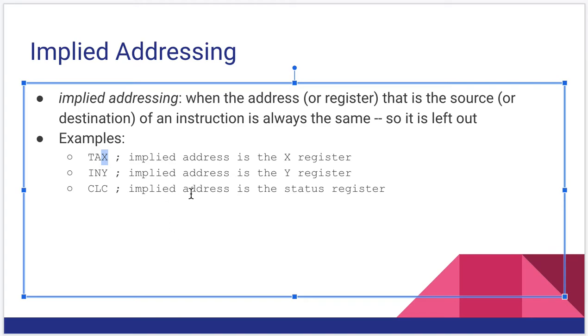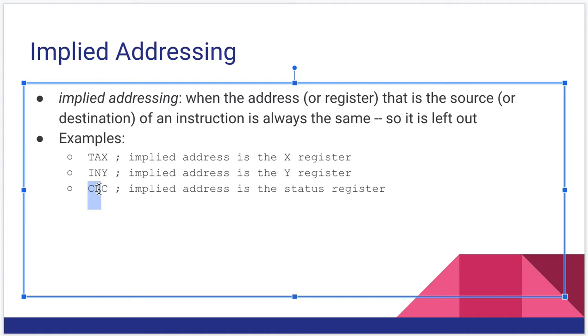We simply write it as TAX and go on, because there's no memory needed, no immediate needed, anything like that. It just takes what's in the accumulator and moves it to the X register. Another one is increment the Y register. What this does is take the Y register and add one to it in a single instruction. The implied register address here is the Y register, so we don't actually have to do anything else with it.